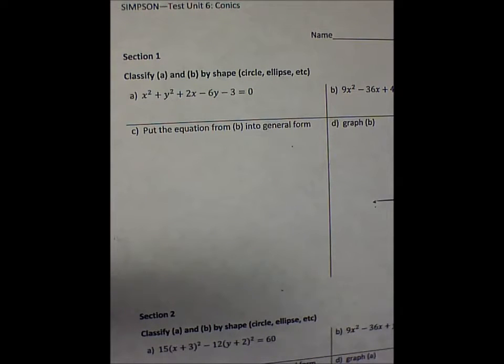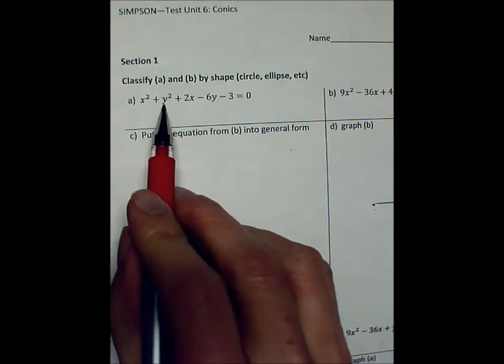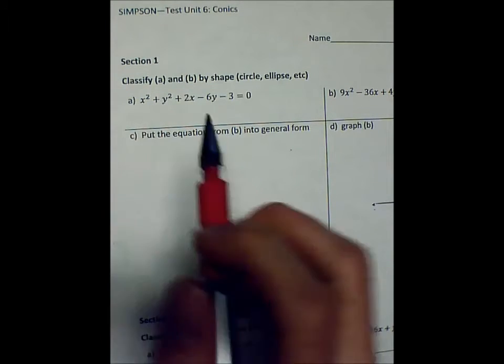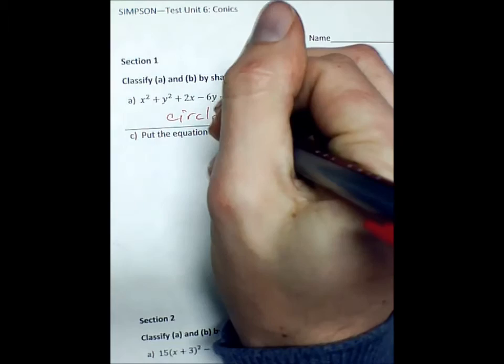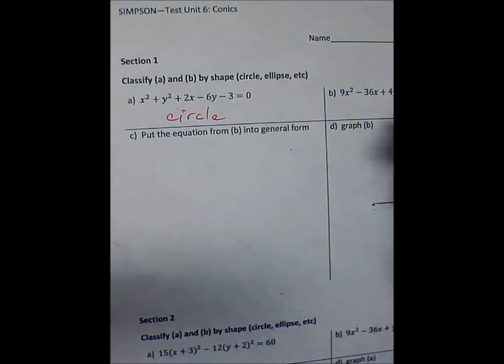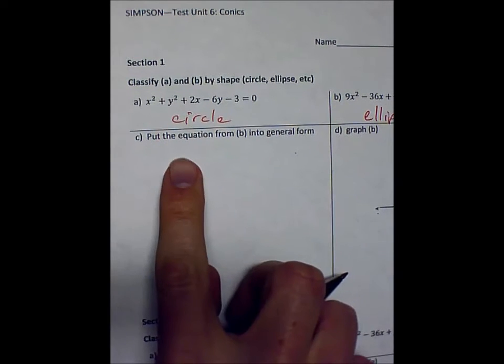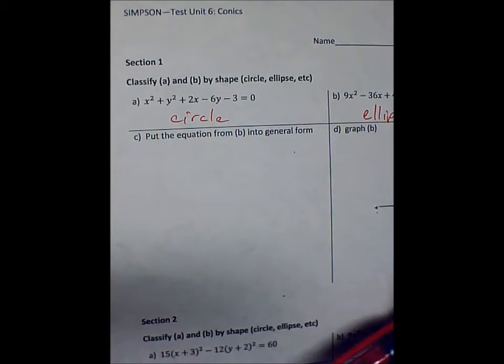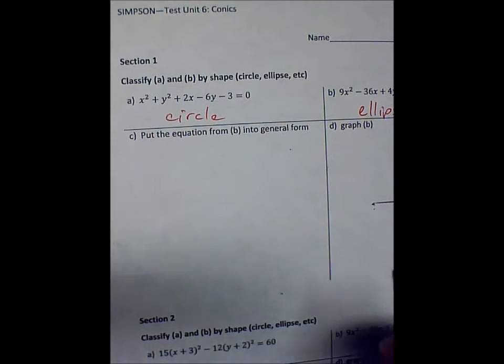Test corrections. Here we go. X squared, y squared, both positive, same number. Circle. 9x squared, 4y squared, both positive. Ellipse.